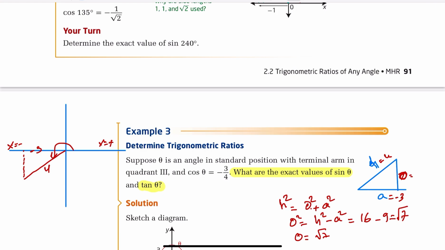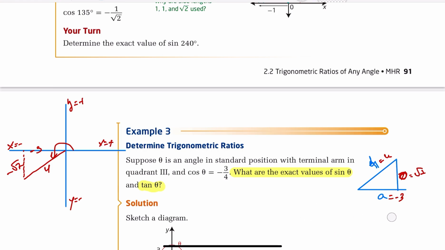So this is square root of 7. And because it is on the negative side of my y, this is negative, y this is positive, so it will be minus the square root of 7. Perfect. So now they are asking me to find the sine and the cos.